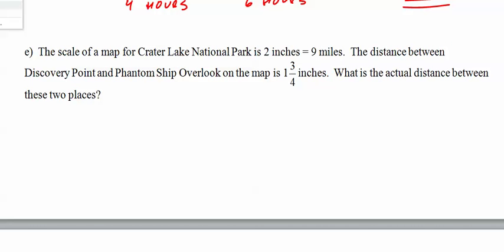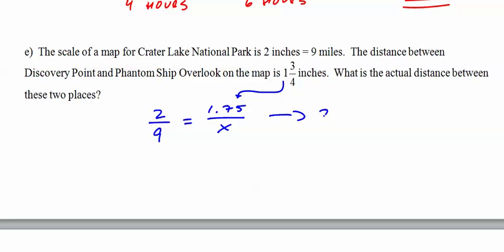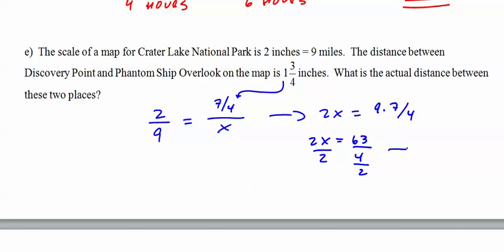Scale of a map, another very classic. 2 to 9 from little to big. On the map is 1.75, that's 1 3/4. Cross multiply, 2x equals, now I'm going to leave this as a fraction, then I'm going to make it a mixed improper fraction. 7/4. 9 times 7/4. 2x equals 63 over 4, divided by 2, divided by 2. X equals 63 over 8, which is just shy of 8.